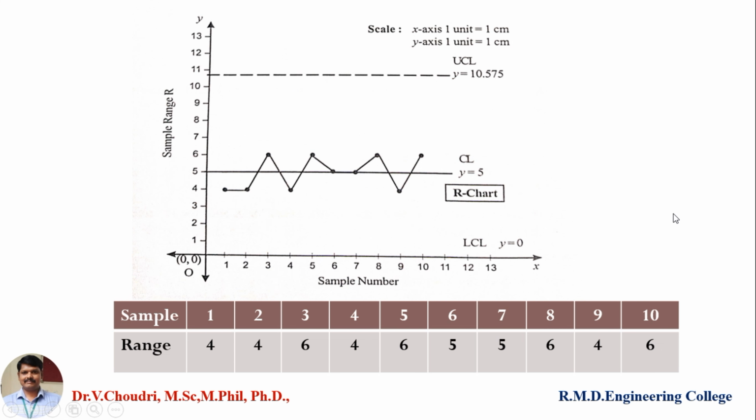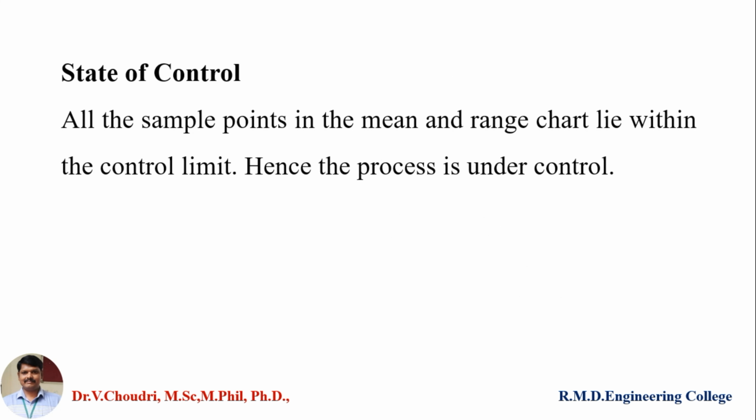So now the CEO is very happy about the 10 branches. Now we come to the conclusion: all the sample points in the mean and range charts lie within the control limits. Hence the process is under control. The CEO is very happy about all the 10 branches, and he need not take any action because the process is in control. If the process were not in control, he may take action. Okay, thank you.